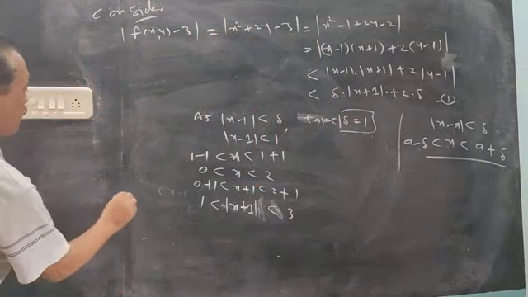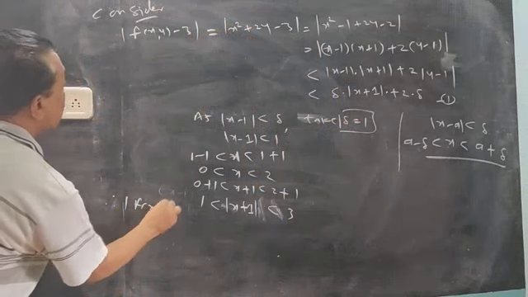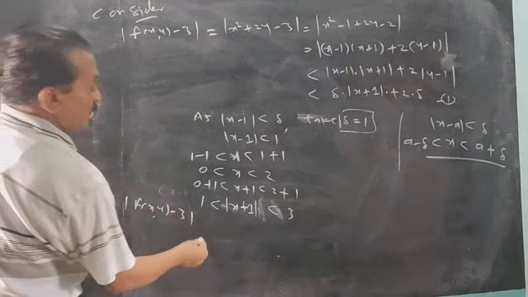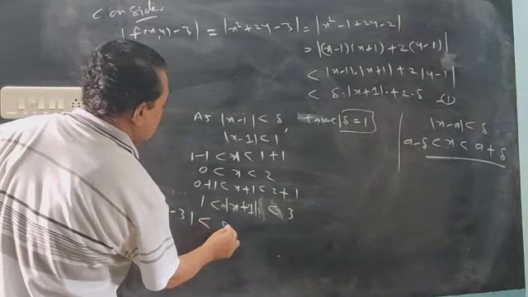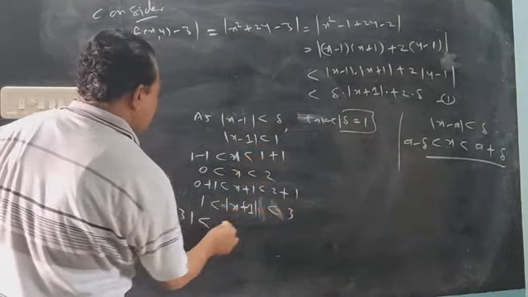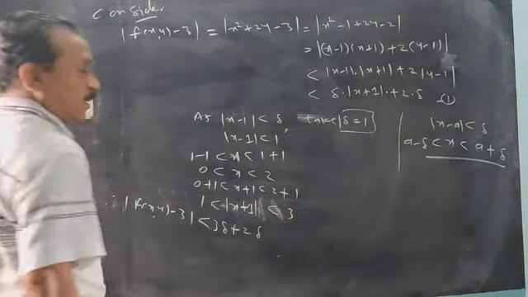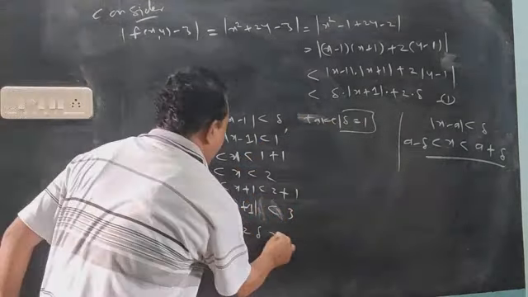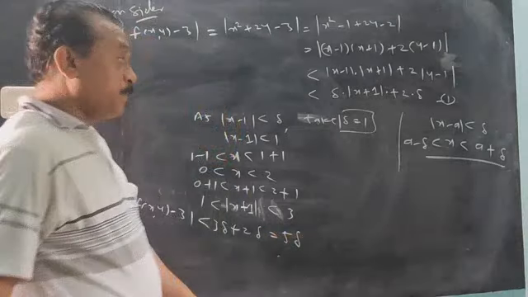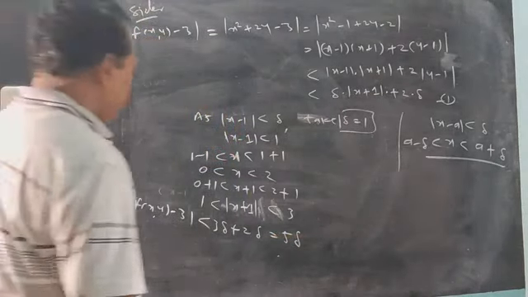So therefore mod of f of x, y minus 3 will be less than delta, and in case of x plus 1, 3 is the bigger value. So 3 delta and 2 delta, again 5 delta for this example. Yes, example. So same thing.